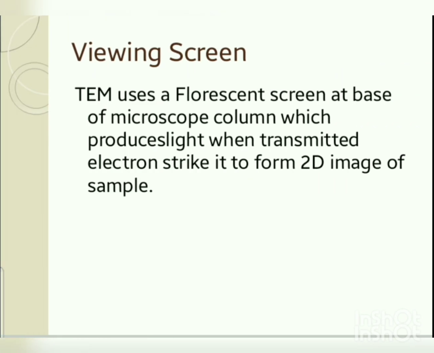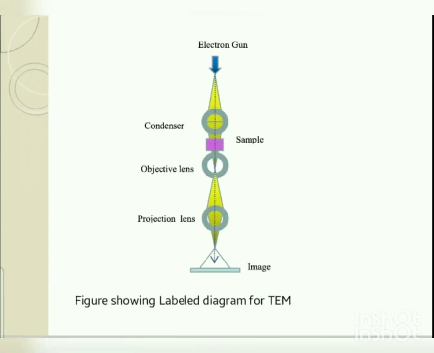And the viewing screen, we know that it is a fluorescent screen where the image is produced, which is located at the base of the microscope column, which produces light when transmitted electrons strike it to form a 2D image of the sample. So I have shown this image earlier.